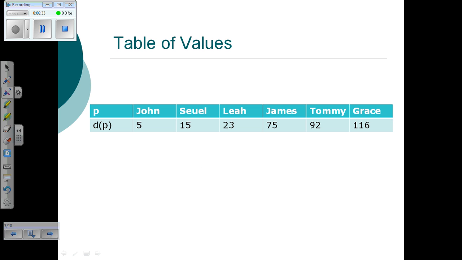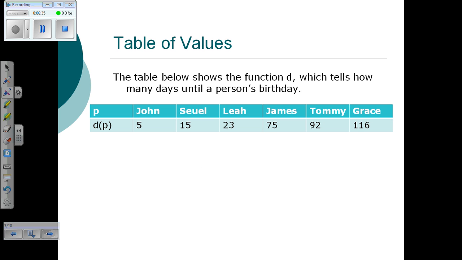Let's try this with a table of values. The information in this table shows a function d, which tells how many days it is until a certain person's birthday. So in the table, we have our inputs first on the top row, and these are the person's name that I'm inputting into this function. And d of p, the output, is how many days it is until that person's birthday. I did make up these numbers, by the way.